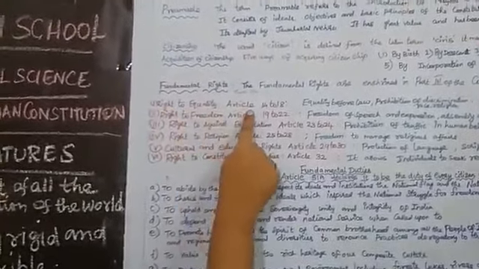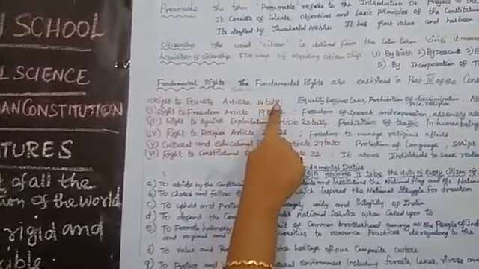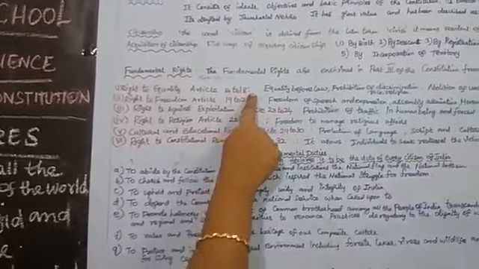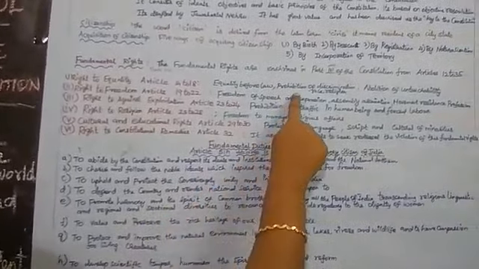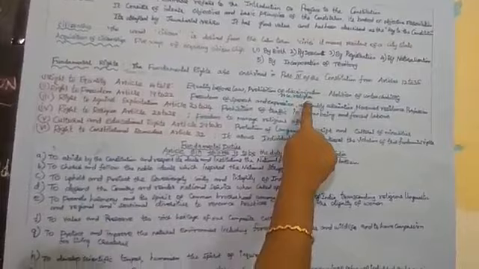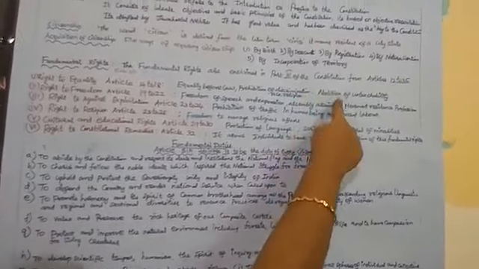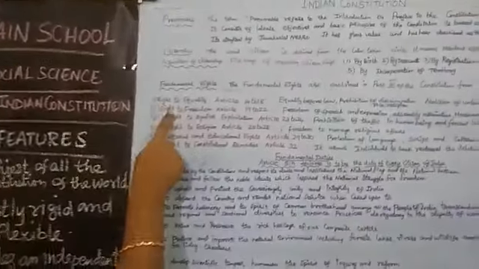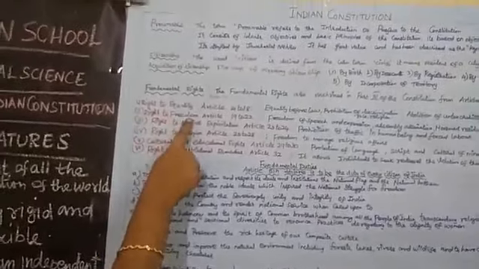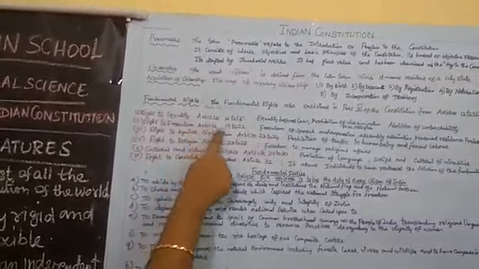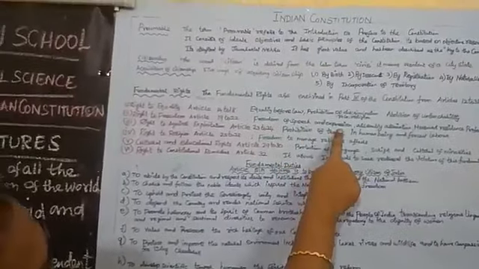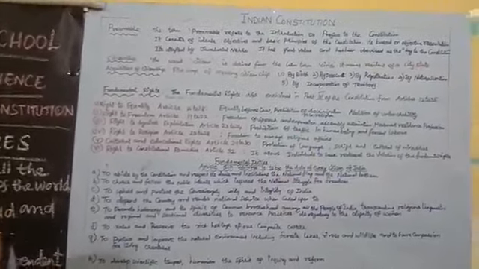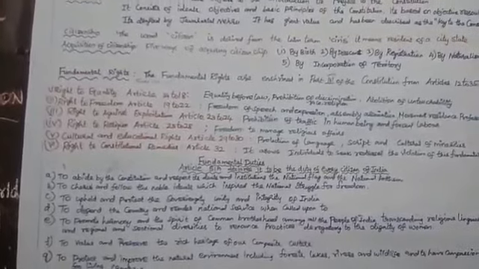Right to equality, Article 14 to 18. It says equality before law, prohibition of discrimination on grounds of race and religion, abolition of untouchability. Second right is right to freedom, Article 19 to 22. It says freedom of speech and expression, assembly, association, movement, residence, profession.